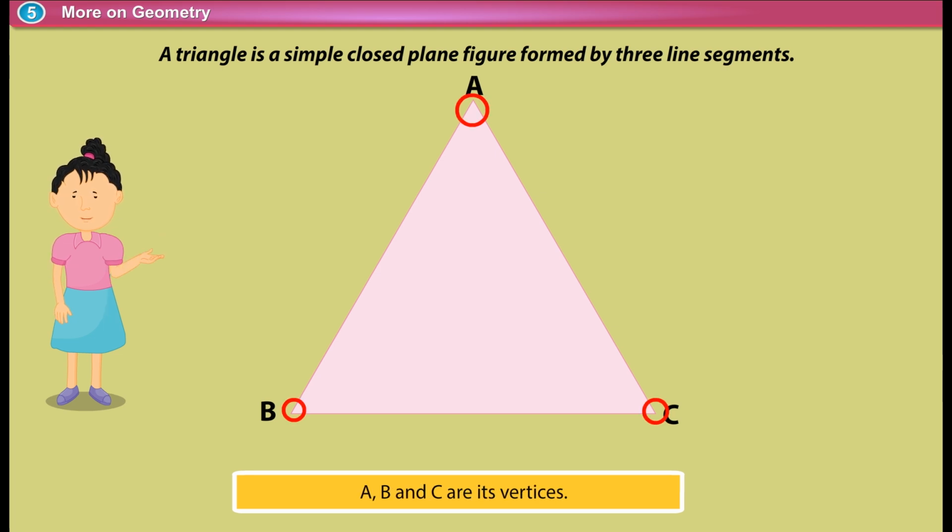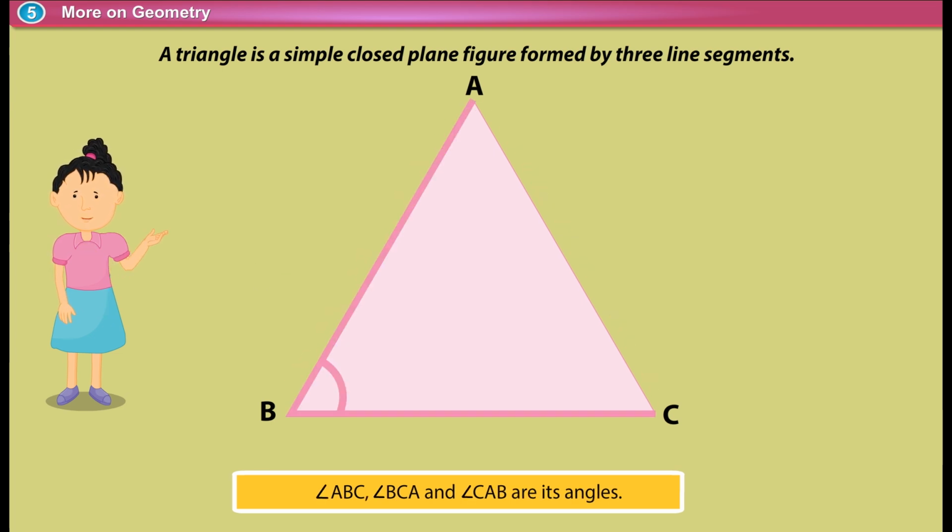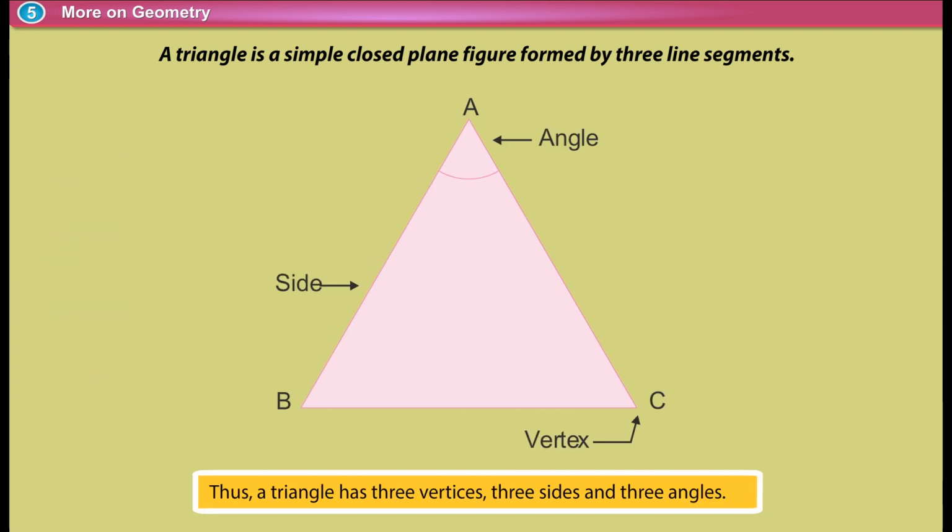A, B and C are its vertices. AB, BC and CA are its sides. Angle ABC, angle BCA and angle CAB are its angles. Thus, a triangle has 3 vertices, 3 sides and 3 angles.